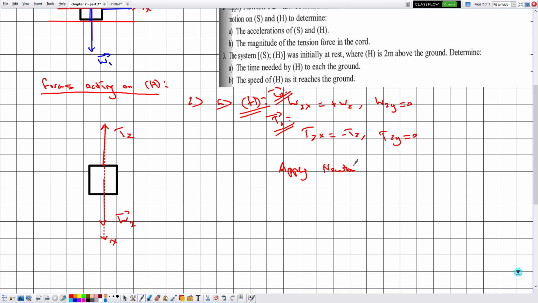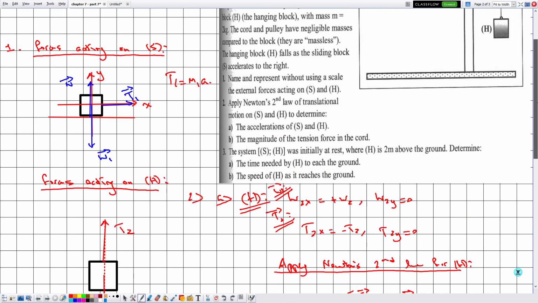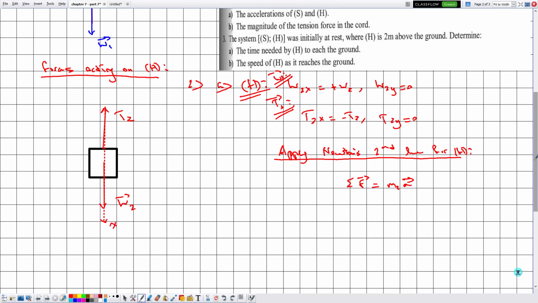Now let's apply Newton's second law for H. We have that the sum of forces is equal to m2a. m2 represents the mass of the one that is hanging. So here we have that T2 plus W2 is equal to m2a. Now how to deal with vector equations? We need to project.